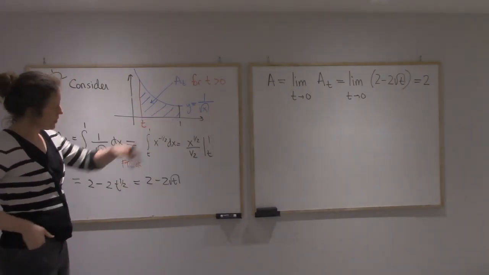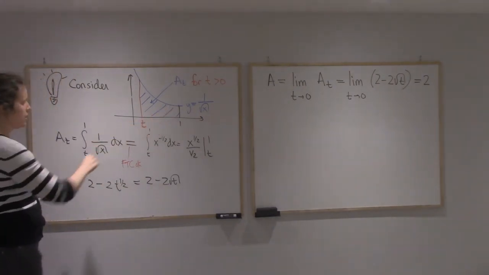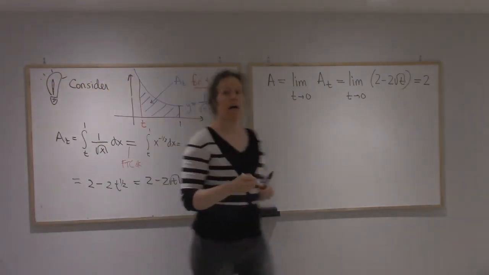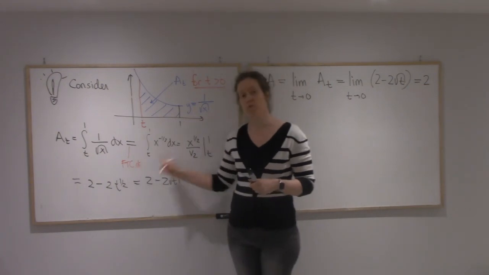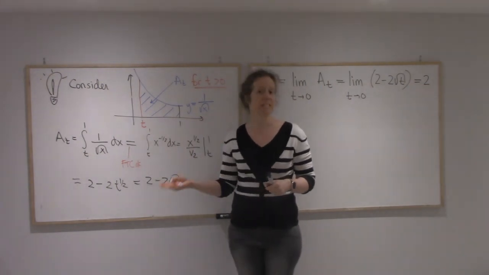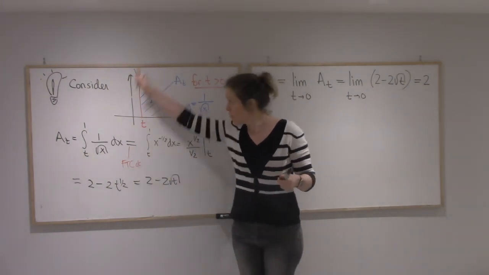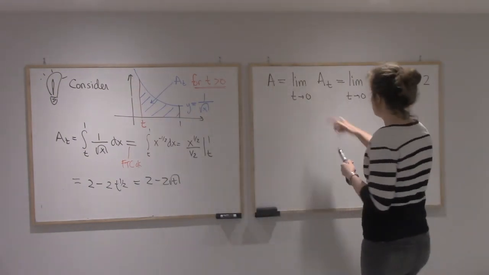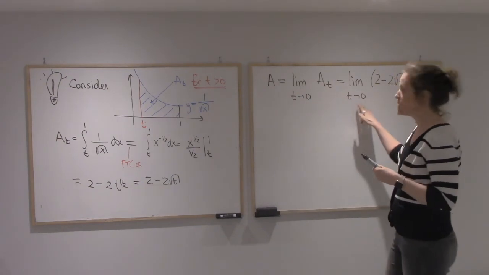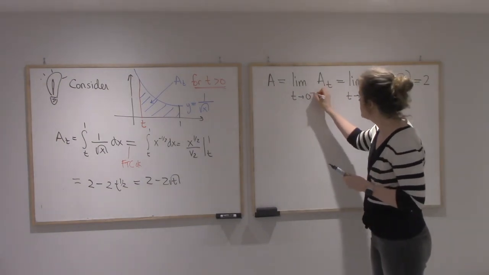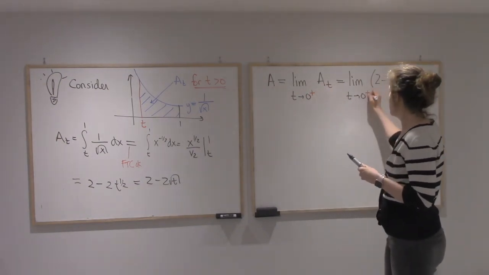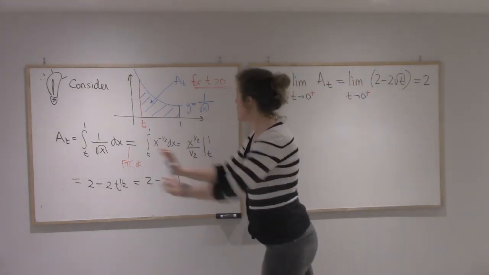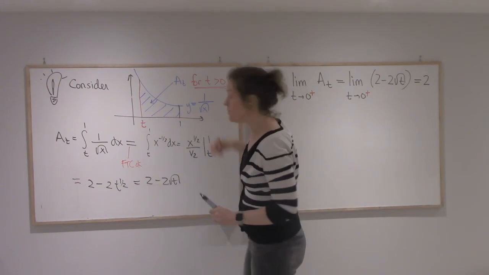The only thing that I have to be careful of here is this condition. This is only valid for t bigger than 0 because otherwise I cannot use FTC, because I still have the same vertical asymptote. And so here I need to make sure that I'm writing that my t's are positive, so I'm going to need a plus to say that I'm approaching 0 from the top, so I'm approaching 0 from the right.